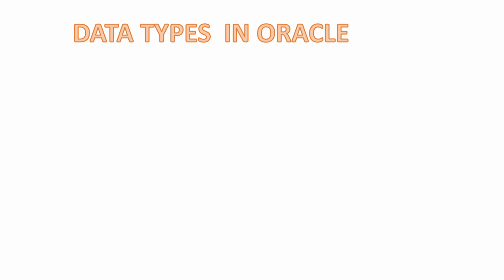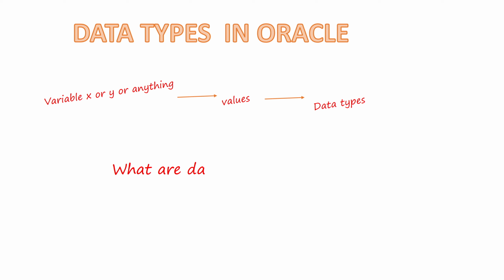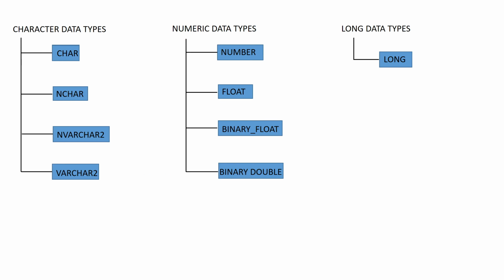Actually, why do we need data types? Suppose you have a variable X or Y or anything, we need to pass values to those variables. For those values to be passed to these variables, we need to define the data type of the value so that it can be passed to the variable. So what are the data types available in Oracle SQL?